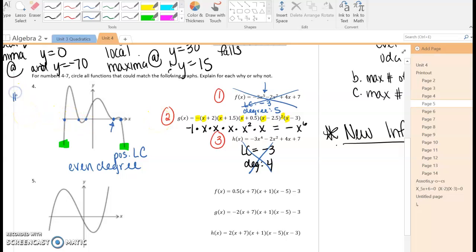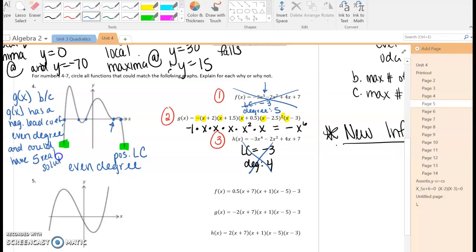Okay, so it should go with g of x because g of x has a negative lead coefficient, an even degree, and could have 5 real solutions. Cool. All right, let's try another one.